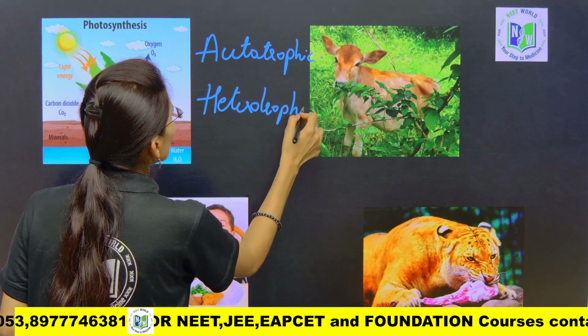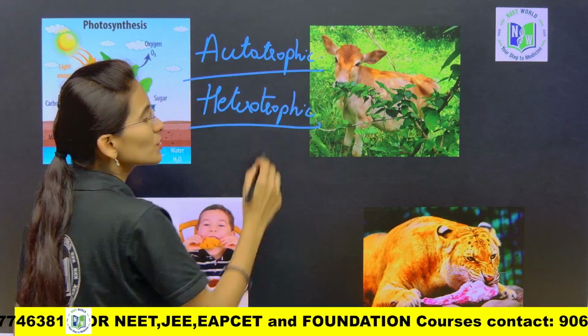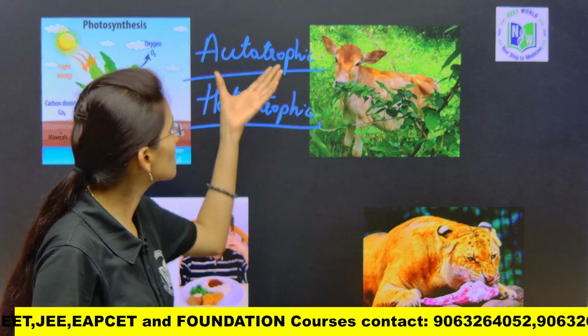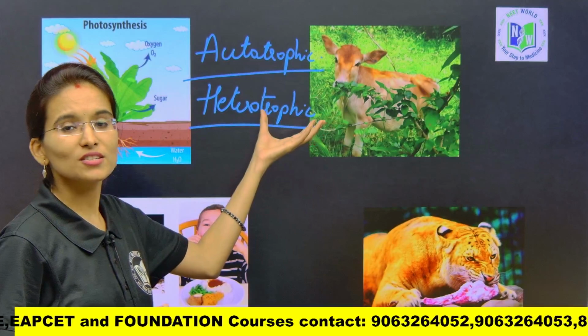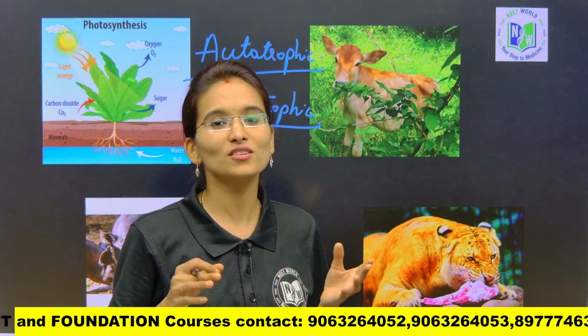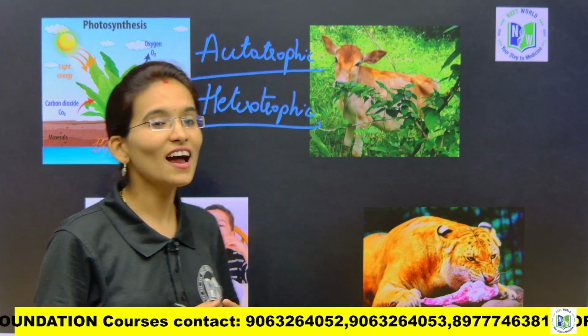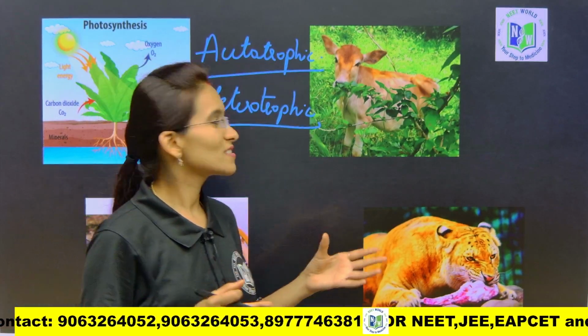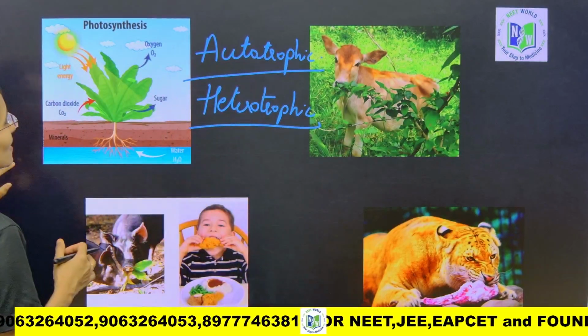Now quickly answer me, what are autotrophs, and what are heterotrophs, and what are these particular definitions actually? Quickly answer me in the comment section, because you have already learned and you have the basic idea about it, as you have already studied it in your 6th standard, right? Even so, let me make it clear for you students.